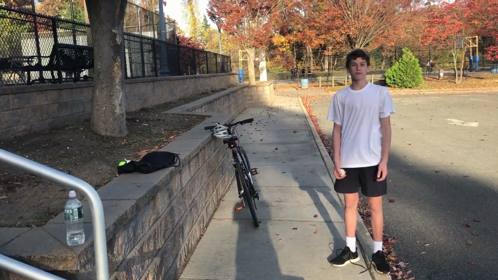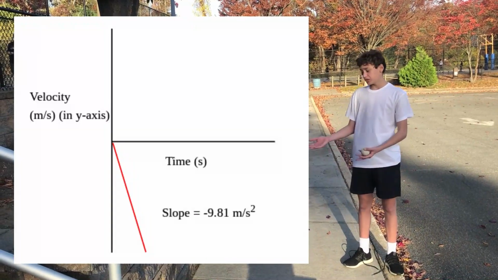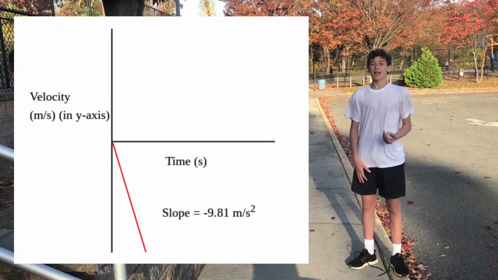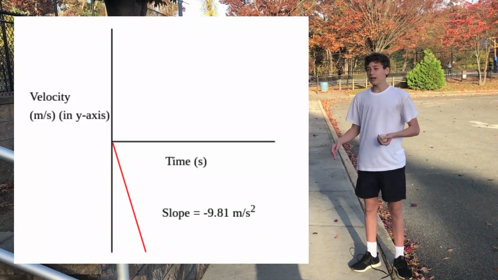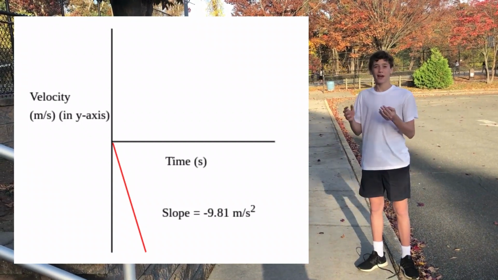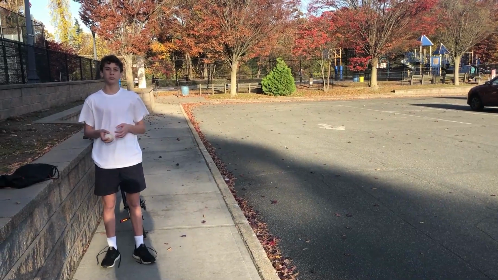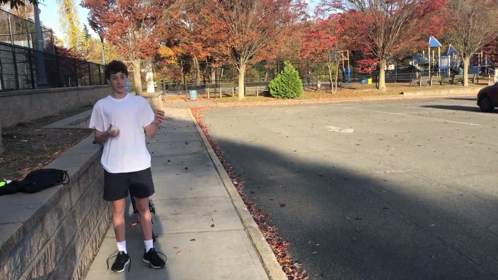Now we're going to be looking at the graph of motion of velocity versus time for the y-axis. So as you can see here, the graph is going to start at 0, and it's going to decrease linearly. The slope is going to be the acceleration due to gravity of negative 9.81 meters per second squared.